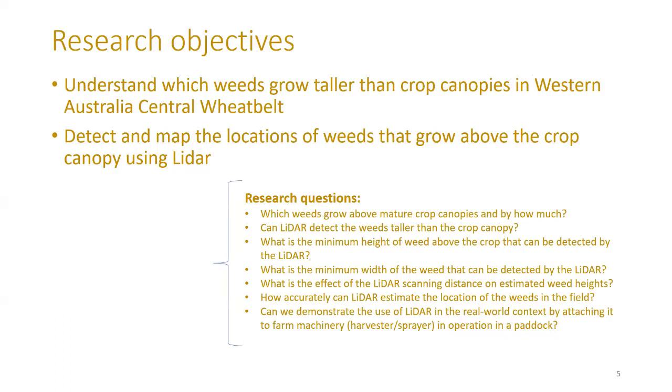So we defined our research objectives. The main objective was that we needed to understand which weeds are our targets, that we can differentiate based on their height differences at harvest time. And also we needed to know if LiDAR can detect those weeds, and if LiDAR could detect those weeds, how accurately it could detect them, measure their height, and map them in the field. And after answering all these questions, we needed to see if we can demonstrate the LiDAR use in the real world, like by putting it on farming machinery such as a harvester or a sprayer for our operations in the field.